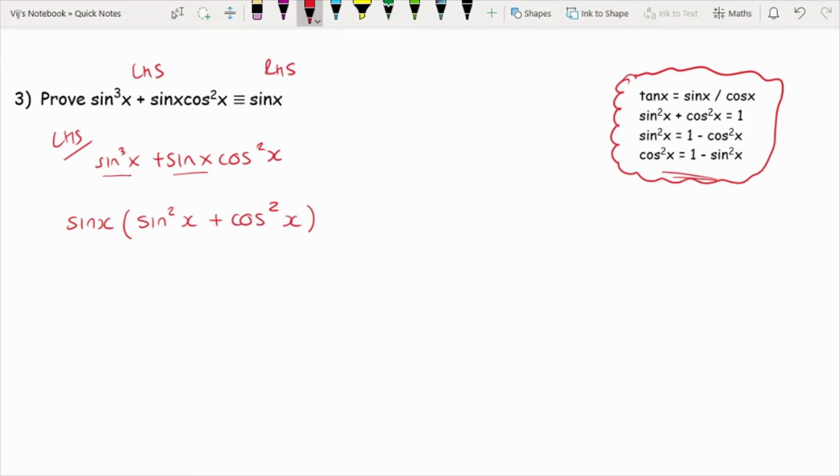plus cos squared x. Now also what I notice is that this bracket here is one of my identities, which is this here. So this is actually equal to 1. So what I've got is sin x times 1, which just ends up being sin x, which therefore equals the right hand side, QED. And there's your final answer.